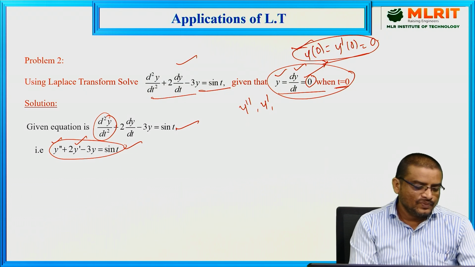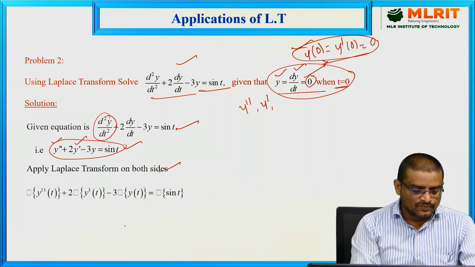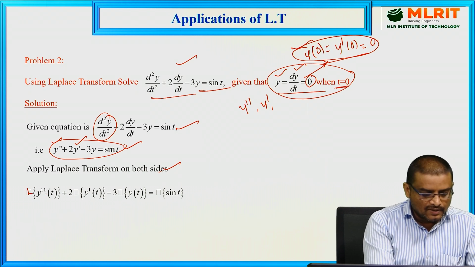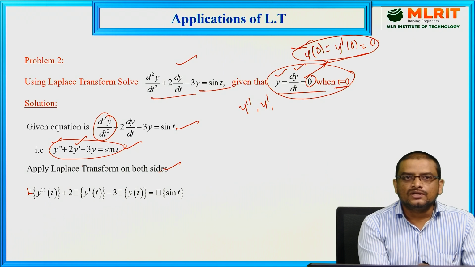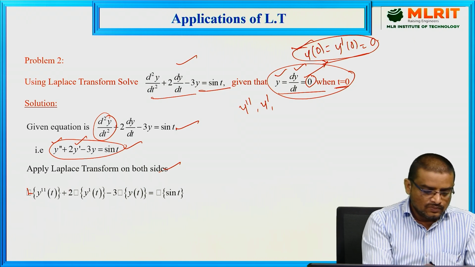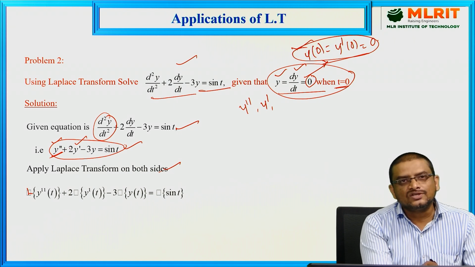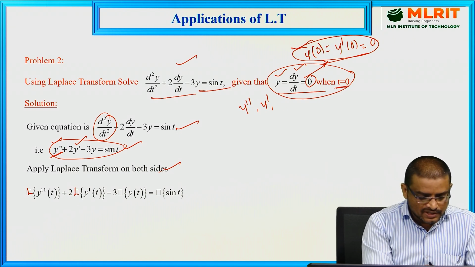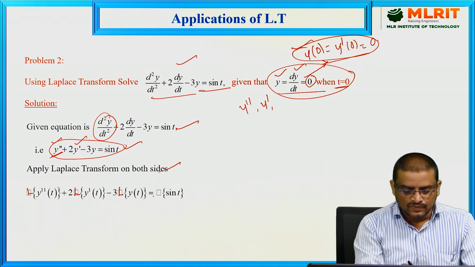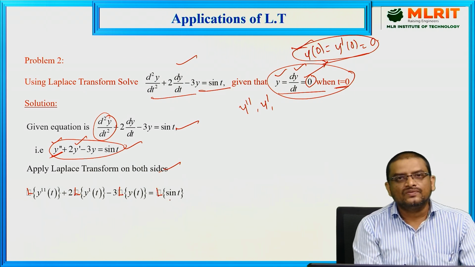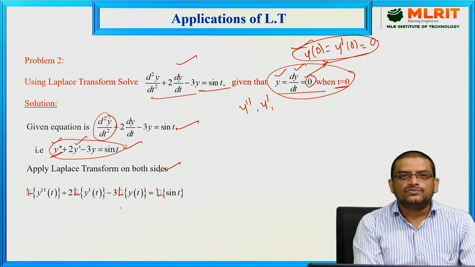Now immediately you apply the Laplace transform on both sides. So Laplace transform of y double dash of t. Y double dash or y double dash of t, both are the same, no need to worry about this. By default, if you have taken y double dash, this is y double dash of t. So Laplace transform of y double dash of t plus 2 into Laplace transform of y dash of t minus 3 into Laplace transform of y of t is equal to Laplace transform of sin t. So we have applied the Laplace transform on both sides.